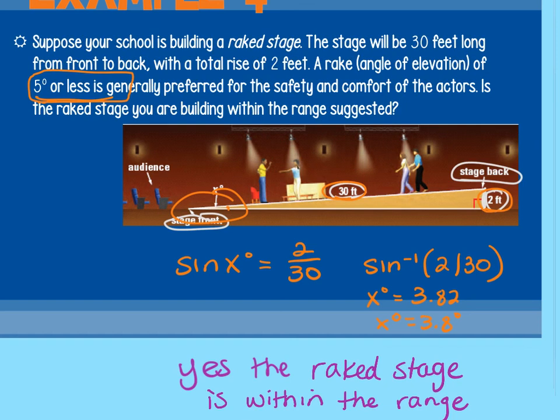So the important thing here is that you learn the difference between when you're trying to find the angle and when you're trying to find a side. Remember, when we're trying to find the side, we use the normal sine, cosine, tangent buttons, and when we're trying to find the angle, we use these sine -1s.